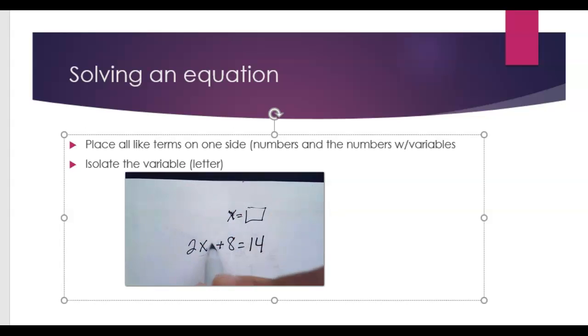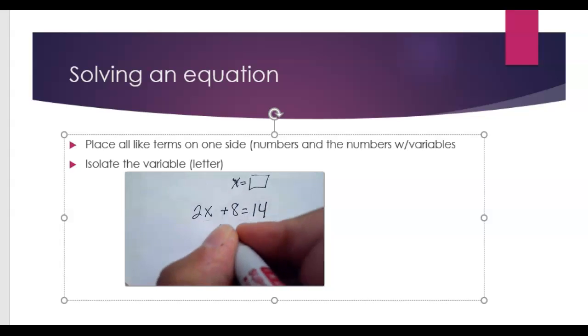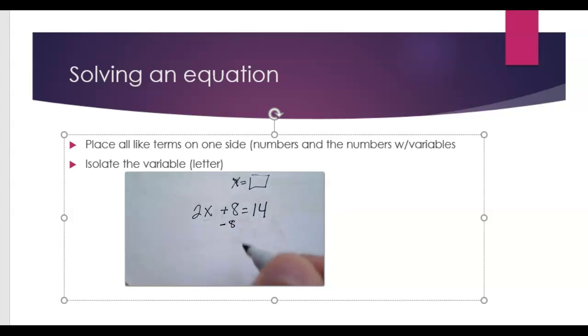Okay, so we want to get all of the numbers on one side and just the x on the other side. That's our goal. So by doing that you're going to balance each side of the equation. So if I have plus 8 on here, I'm going to subtract 8 from this side and then subtract 8 from this side. This will cancel each other out. So now we end up with 2x equals 14 minus 8 is 6.